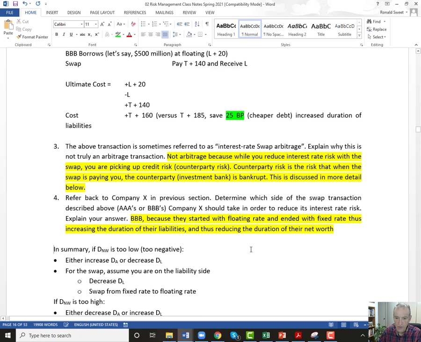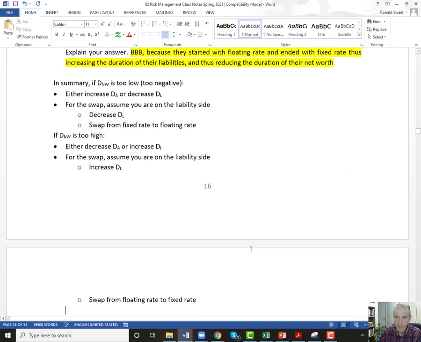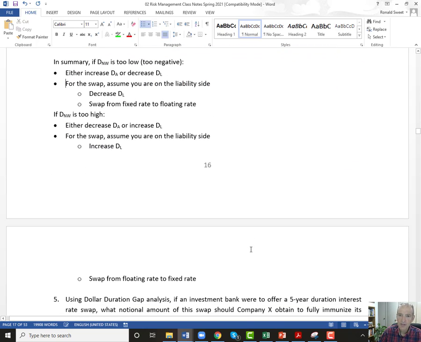The last question we'll do really, really quickly because of time. Here I give you a little schematic. If duration of net worth is too low, too negative, the exact opposite of what we just did, you need to increase duration of assets and decrease duration of liabilities. Because we're focused on the liability side, there we'd want to decrease the duration of liabilities, so we want to swap from fixed to floating. That's what AAA did.